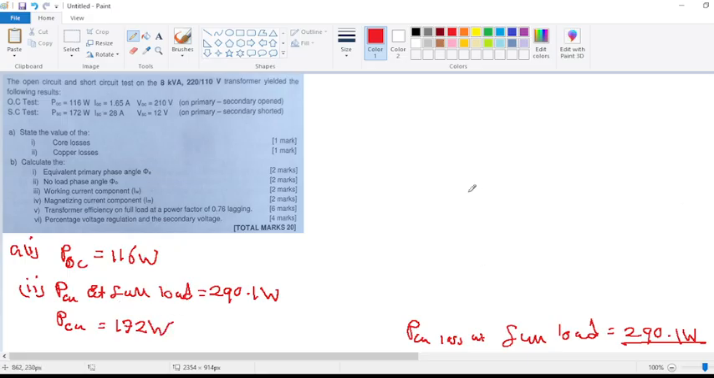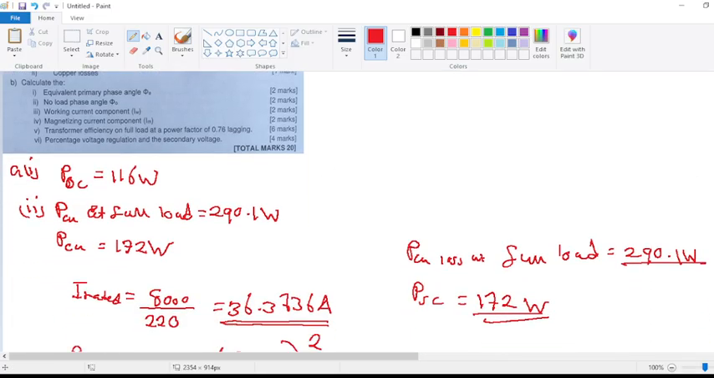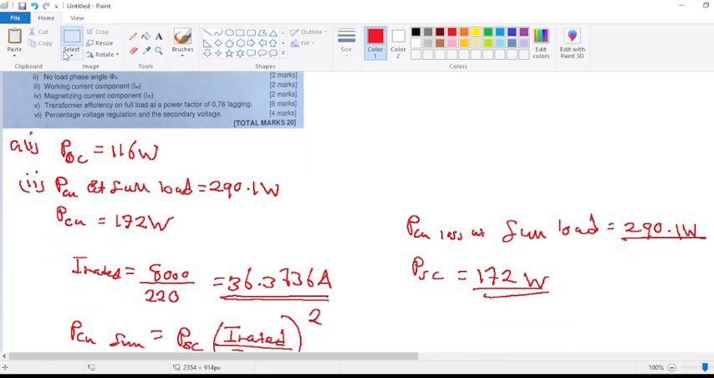So we move to the next question, B. Question B says calculate the equivalent primary phase angle. So how do you calculate this equivalent primary phase angle? Let me erase this part because this is where we're going to be writing our answers from.